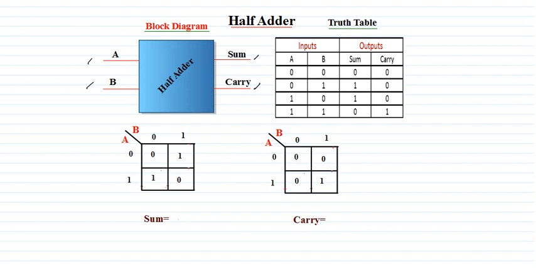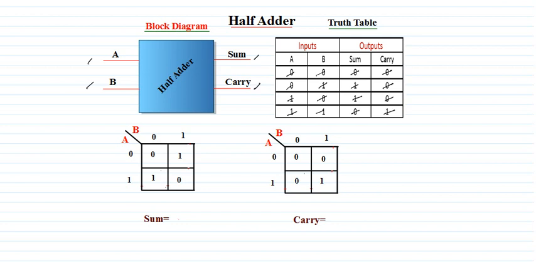Now the first combination is 0 0, corresponding to which the sum is 0 and carry is 0. Then for 0 1, the sum is going to be 1 and carry is 0. For 1 0, sum is 1, carry is 0. And finally for 1 1, the sum is 0 and carry is 1. This is the complete truth table for half adder.